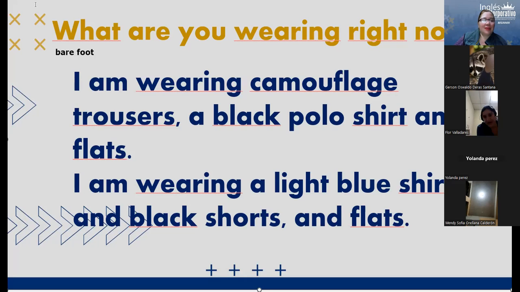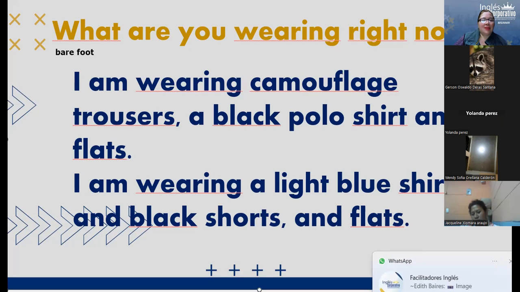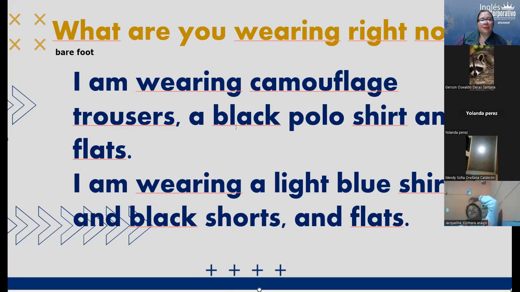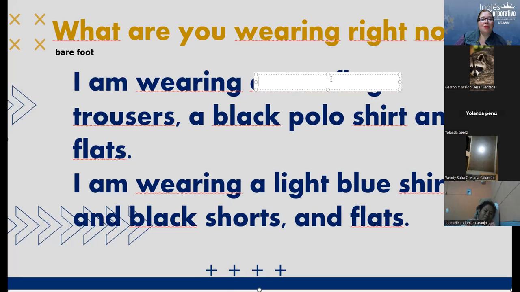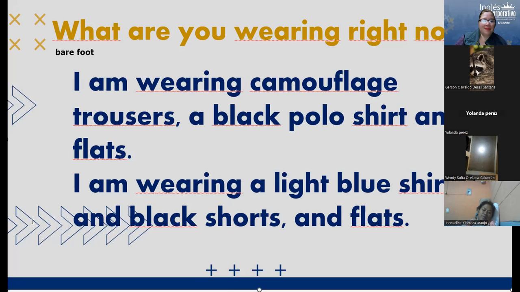I am wearing the t-shirt is red. So it was a red t-shirt. Exactly. A red t-shirt. The color doesn't come after. Yes, a red t-shirt. And shorts, camouflage with many colors. Camouflage. I am wearing camouflage shorts. Very good. And are you wearing shoes? No, I am not wearing.